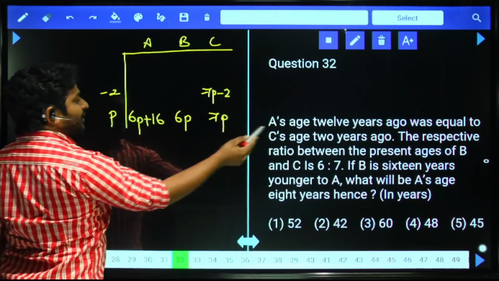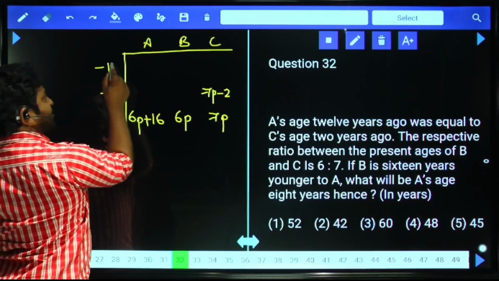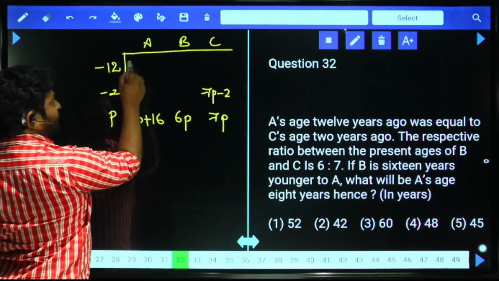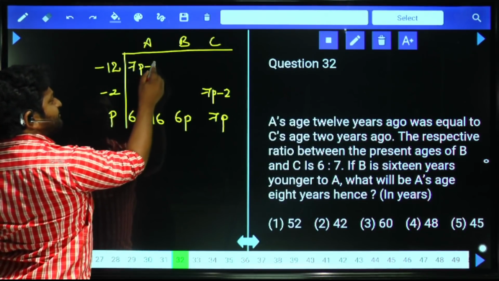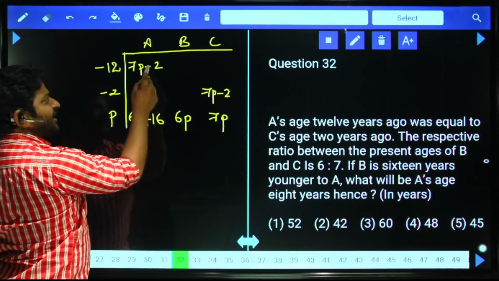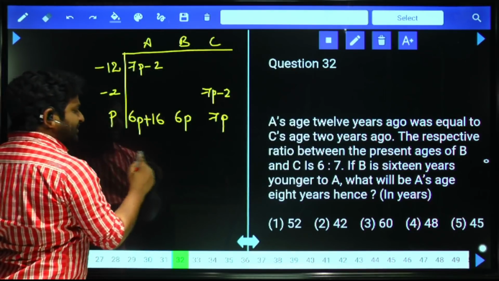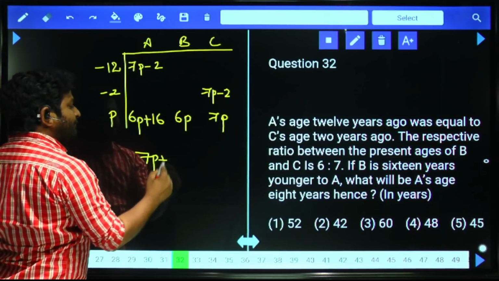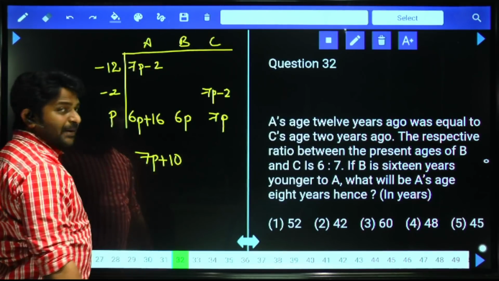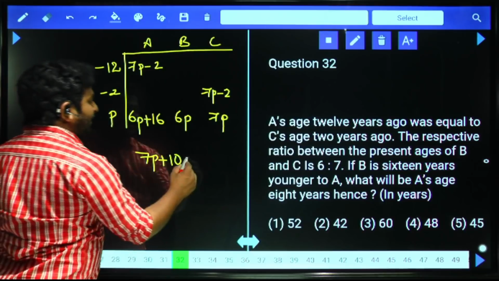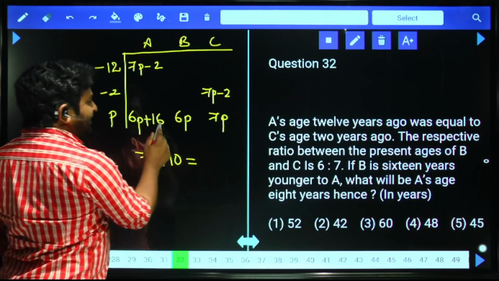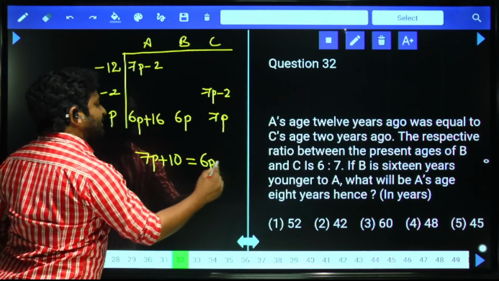That will be equal to A's age 12 years back. So A's age 12 years back becomes 7 parts minus 2. Age kavali anante దీనికి 12 years add cheyali. So when you add 12 years to this, then it becomes 7 parts plus 10. 7 parts plus 10. Now that is equal to age of A, which is 6 parts plus 16 here.